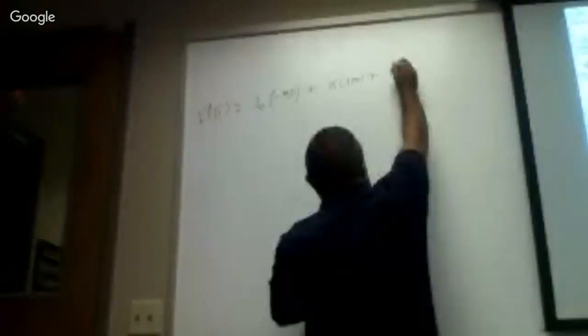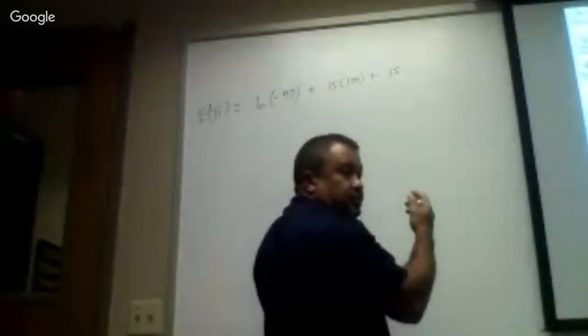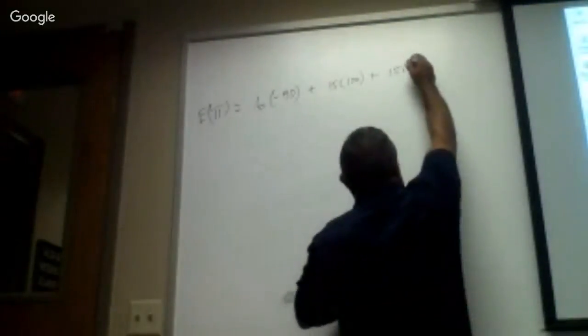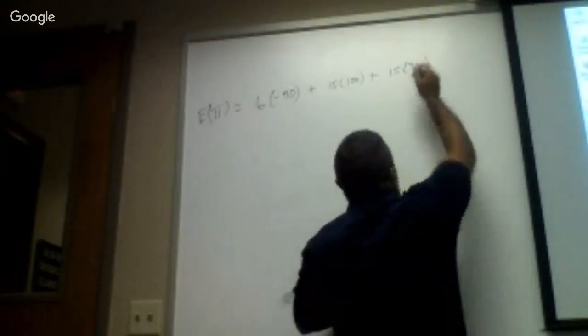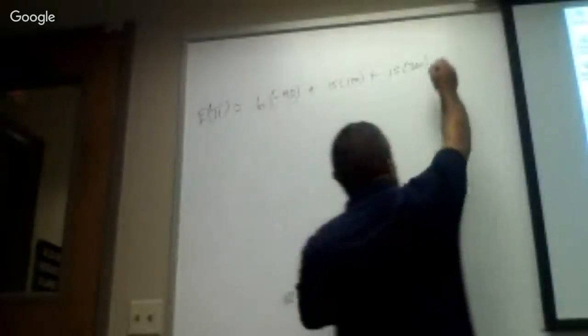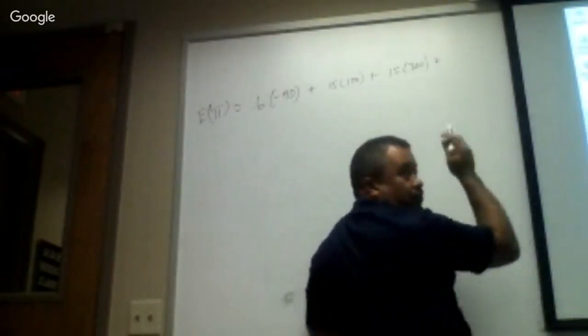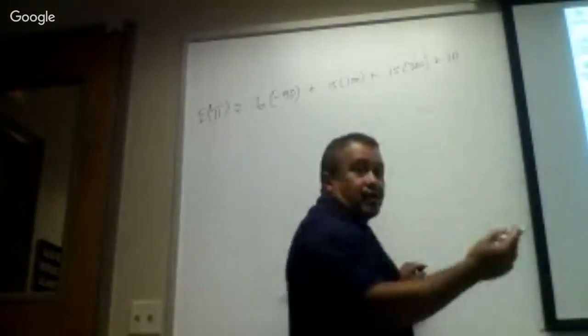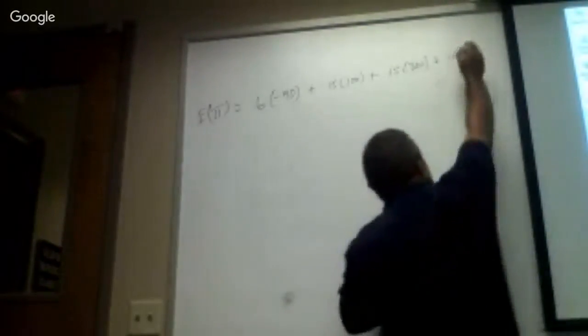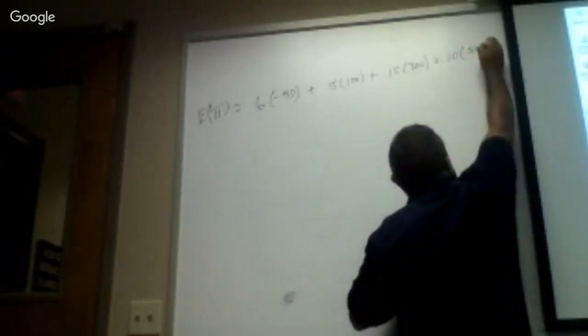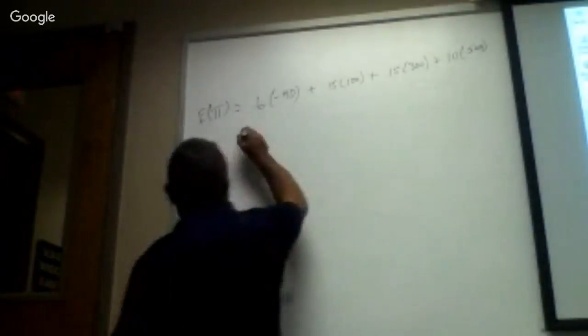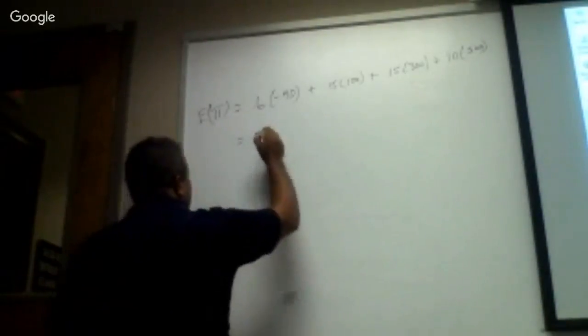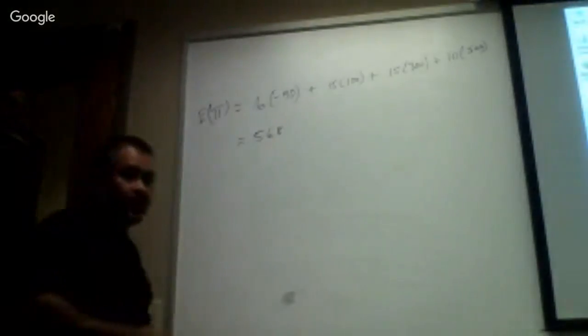And if it's a little better and gives you 20,000 barrels, there's a 15% probability of that, and you'll make 300,000. And finally, a 10% chance that there's 30,000 barrels, and in that case, you make $500,000. And in that case, you make 56K.